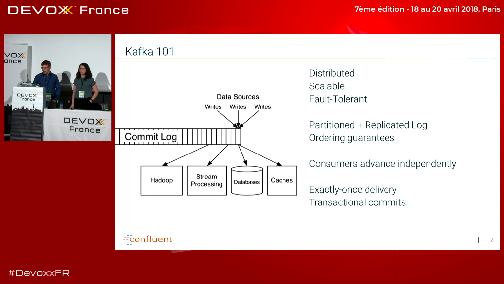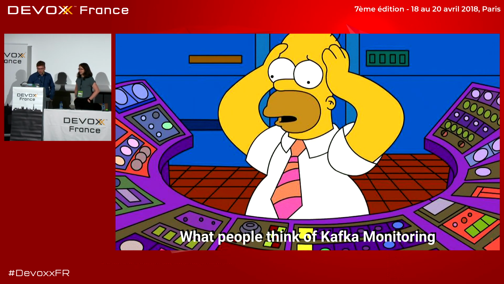So I think we can skip over the slides since almost everyone already knows about Kafka. Just to recap: a distributed, scalable, fault-tolerant log with lots of cool guarantees. Typically when we talk to people about Kafka monitoring, this is how they think about it. They feel overwhelmed with metrics, and they imagine it's going to be a really crazy thing to monitor.